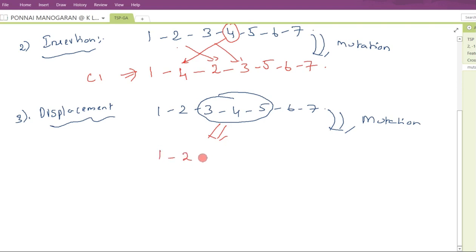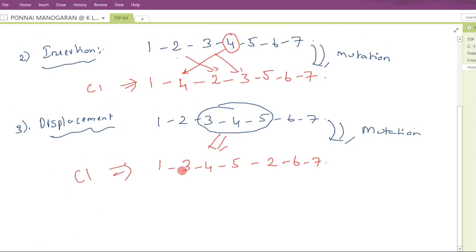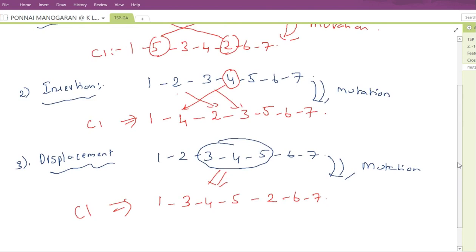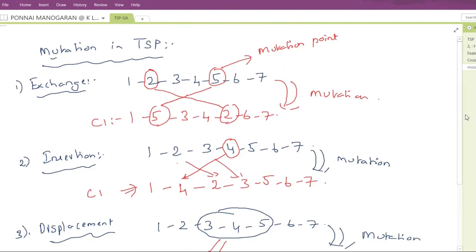Let us say it is 2, you can shift entirely like this, 3, 4. Instead of shifting one number, we are shifting a bunch of numbers. Okay, so this will be your child. So that is a specialty here. So different types of mutation operators you can apply to get the child, and you can use it for your genetic algorithm.